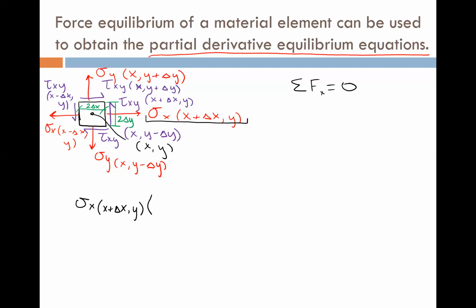Okay, so we'll continue. So this now is acting on a cube that has an area 2 delta y, 2 delta z, and it's acting in the positive direction, whereas the negative side over here has a negative direction, sigma x at x minus delta x, comma y, acting on the same area, 2 delta y, 2 delta z.